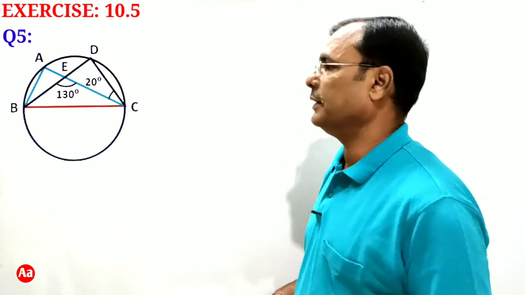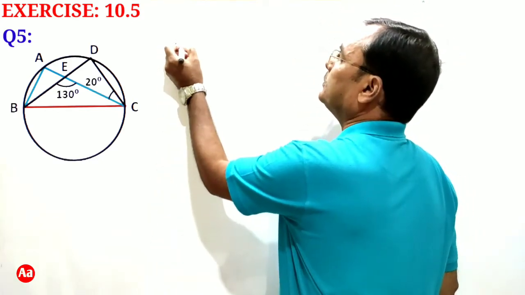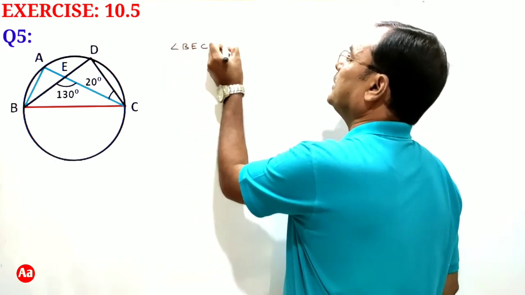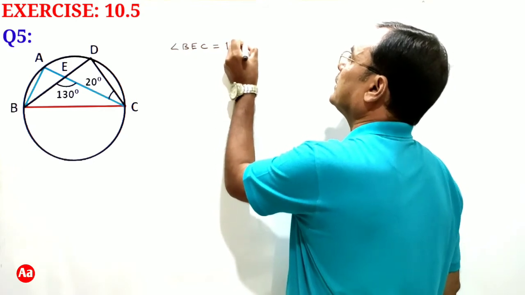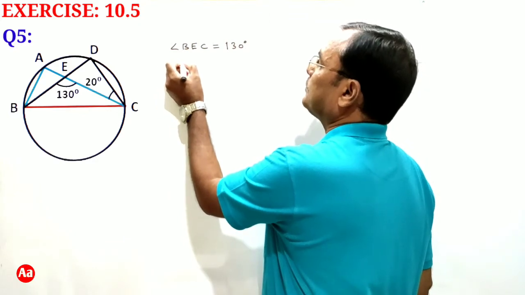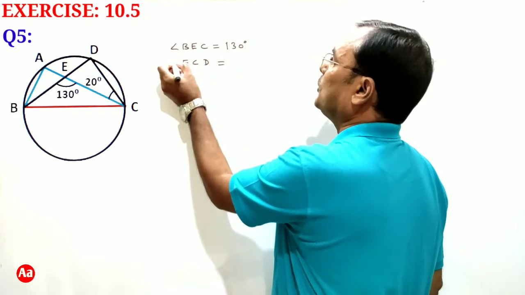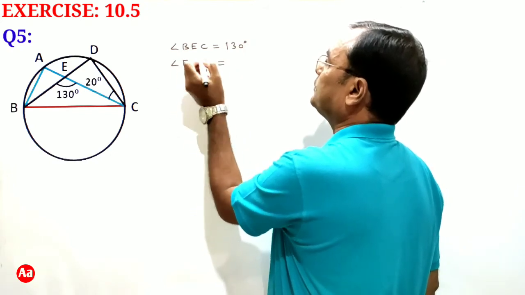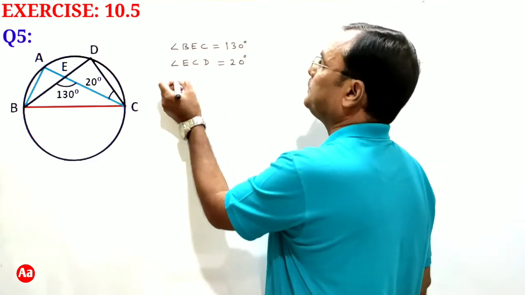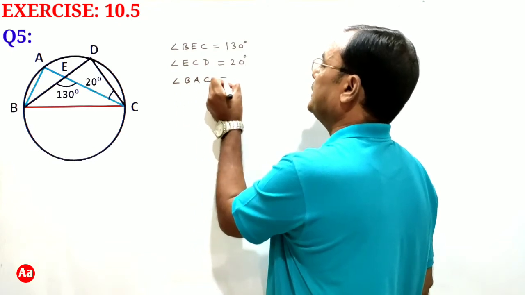In this given figure, angle BEC is given equal to 130 degrees and angle ECD is given equal to 20 degrees. We have to find angle BAC.